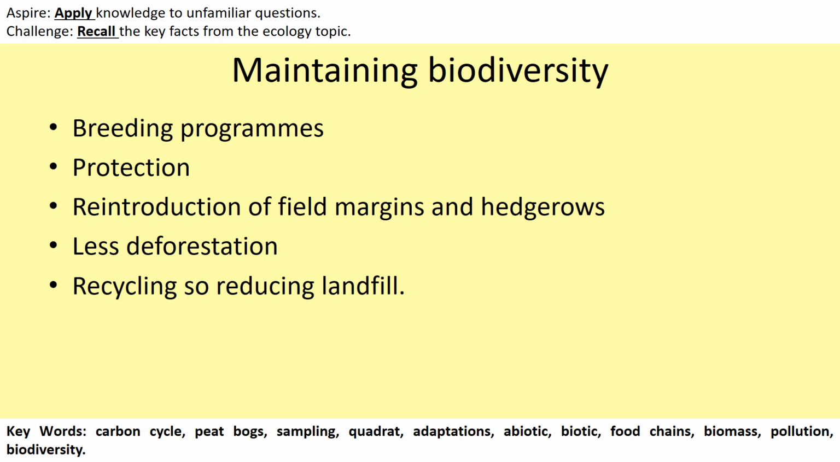So protection, we're trying to protect animals, what we call in situ, where they actually live. So if you go to Africa, they will have protection areas for rhinos to stop poachers coming into those protection areas. The reintroduction of field margins and hedgerows, farmers were cutting down hedgerows because it was land that they could have used for growing more crops, but the government are now giving people money to have those hedgerows in because it allows birds to nest, it allows hedgehogs, etc., those types of animals.